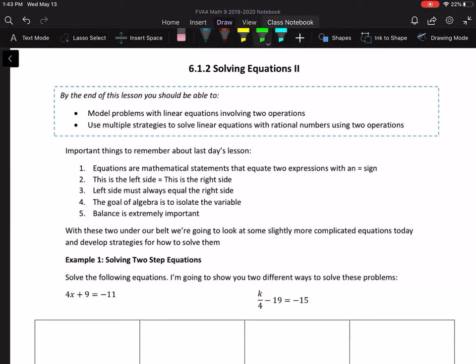But again, our two objectives are the same. We want to model problems with linear equations involving two operations and use multiple strategies to solve these linear equations with rational numbers using two operations.